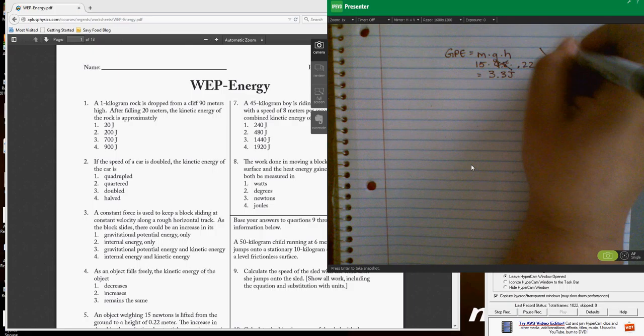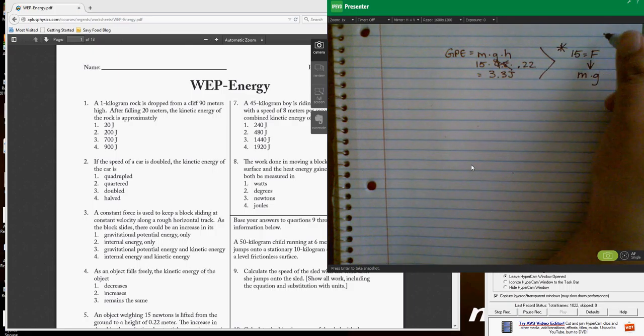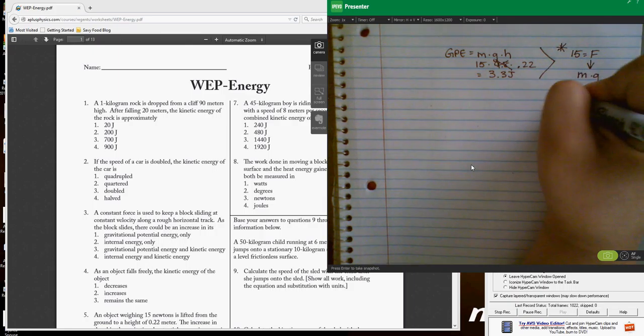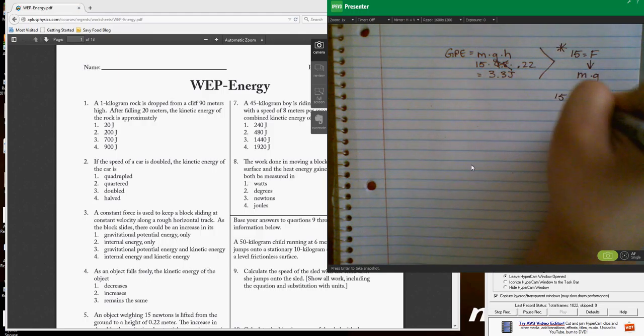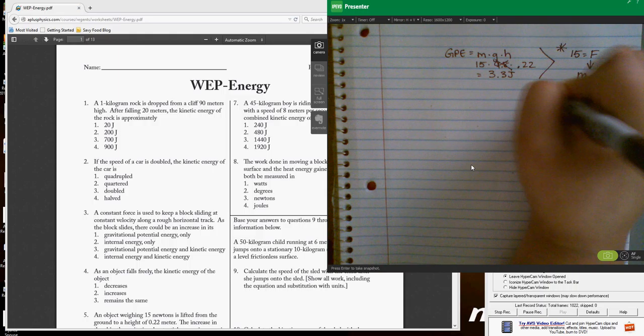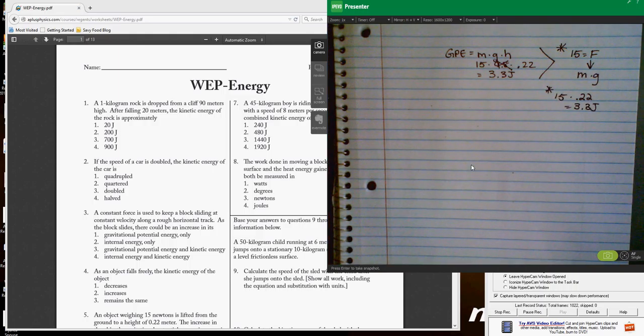You need to make sure that you're really careful reading and pretty much list everything that you have. So this is just 15 times 0.22, and that's where the 3.3 joules comes from. So really be careful with what you have because you may make a mistake, like I just did.